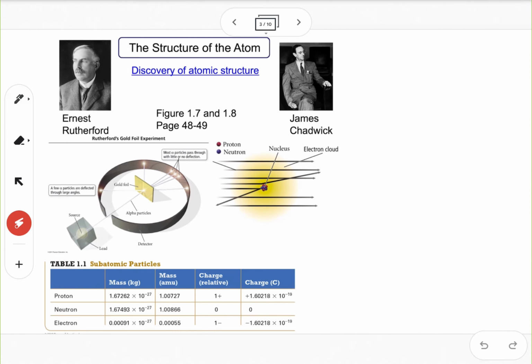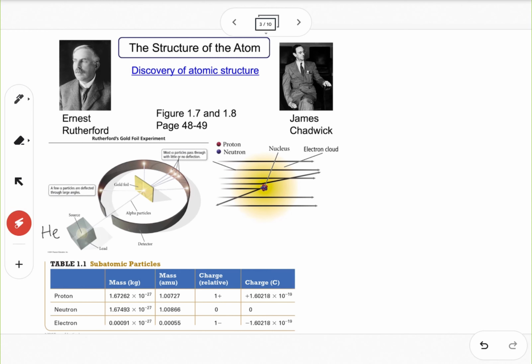Proton and neutron. Those two particles were discovered by Rutherford and Chadwick, those two pioneers. The proton was discovered by the gold foil experiment done by Rutherford around 1911. In this experiment, Rutherford used alpha particles to bombard the gold foil here. Around the gold foil there is a ring, and this ring is actually a detector. The alpha particles come from this box right here to bombard the gold foil. By the way, an alpha particle is actually a high energy helium atom.